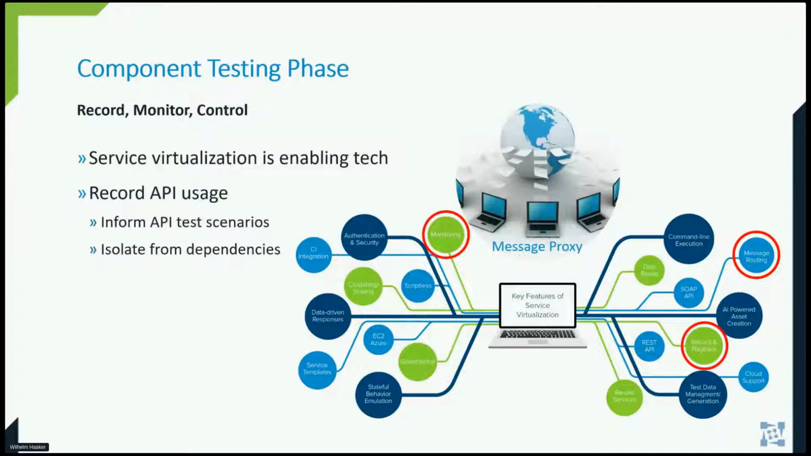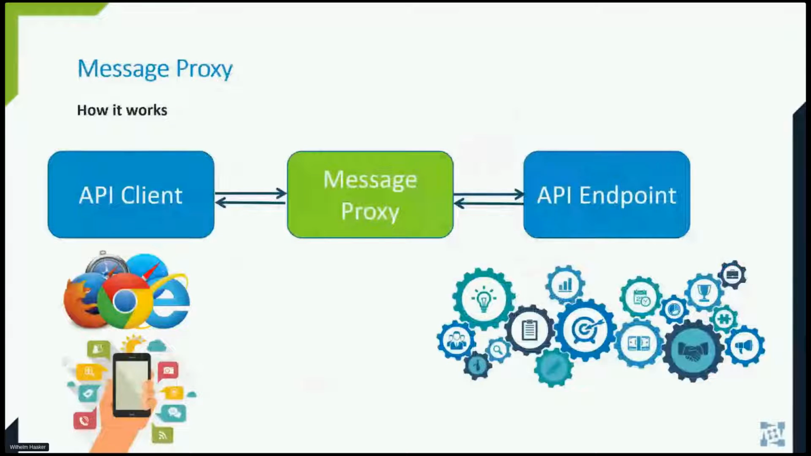And using these proxies in your lower environments lets you monitor and record the message flows between APIs, as well as control the destinations of where messages get sent. And this is going to be the basis for the optimizations I'll be covering today. So how does a message proxy work?